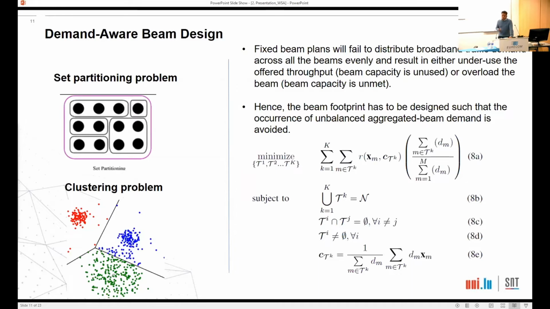So we are minimizing to obtain those clusters so that the demand is more equally distributed among these clusters. The constraints include the first one, which makes sure that all the users are considered, and the second one makes sure that no beam is left out, or at least one user is considered for one beam. The third constraint makes sure that there is no beam which has been scheduled without any user. So if there is a beam, there should be users. And the last one is to compute the new centroids.